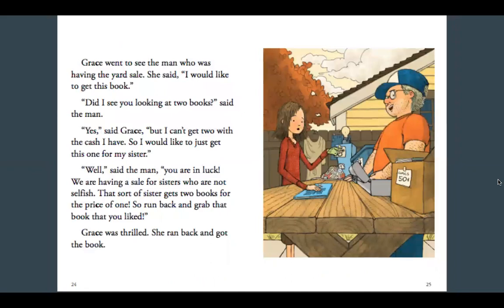Grace went to see the man who was having the yard sale. She said, "I would like to get this book." "Did I see you looking at 2 books?" said the man. "Yes," said Grace, "but I can't get 2 with the cash I have. So I would like to just get this one for my sister." "Well," said the man, "you are in luck. We are having a yard sale. We are having a sale for sisters who are not selfish. That sort of sister gets 2 books for the price of 1. So run back and grab that book that you liked." Grace was thrilled. She ran back and got the book.